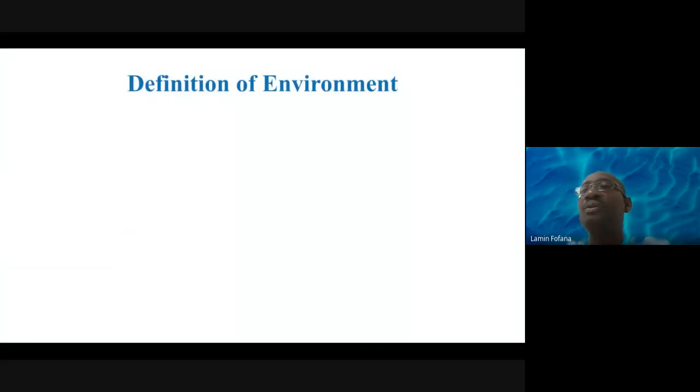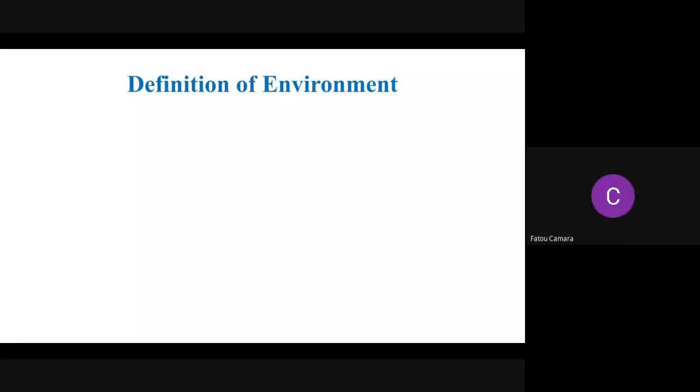Okay, so if we talk about environment, what are we talking about? Talk environment, everybody says, oh, my environment, my business environment, my home environment is very noisy, this, that. What is environment? Your surrounding. Yes, Fatu? It's your surrounding. Okay, that's a good one. Your surrounding. And your surrounding is everything that surrounds you.